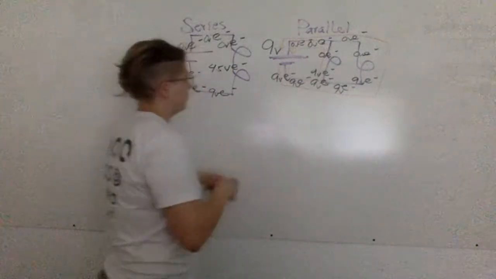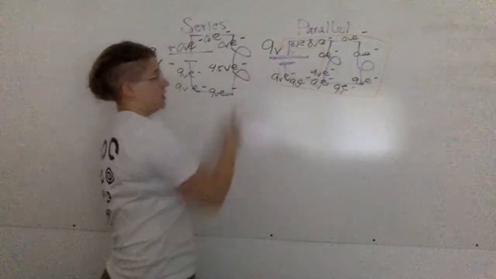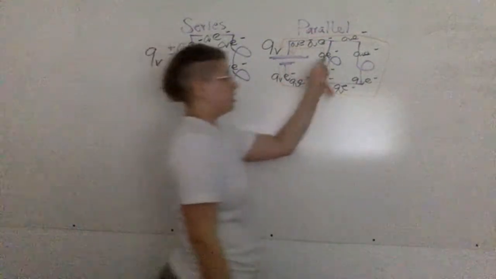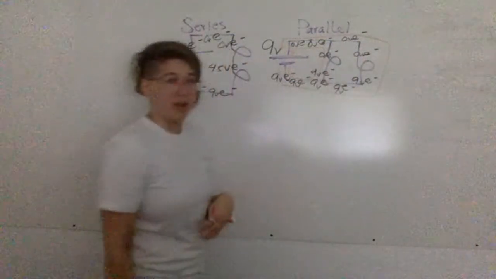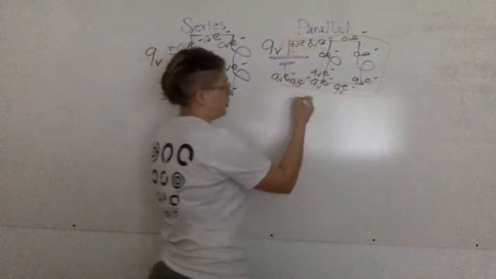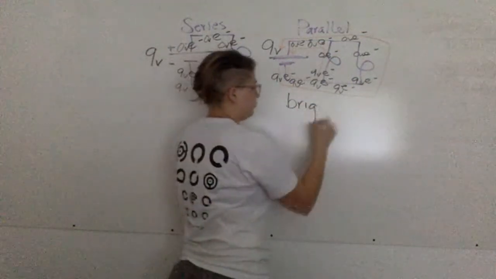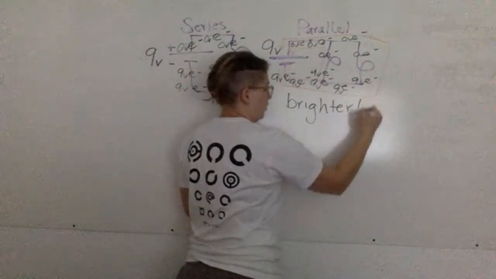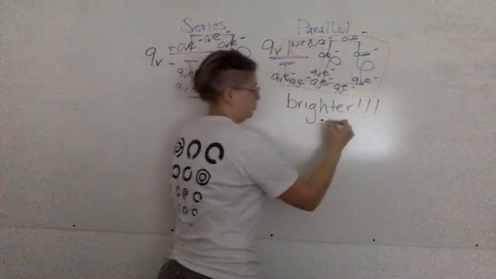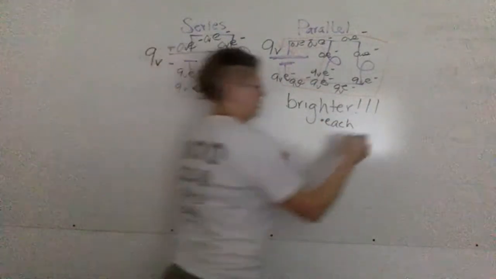And so we call it a voltage drop. And so each one of these only has a voltage drop of half of 9, 4.5, where each one of these has a voltage drop of 9. And that's why these are so much brighter. Well, it's one reason, there's a couple more. Because each light bulb gets more voltage.